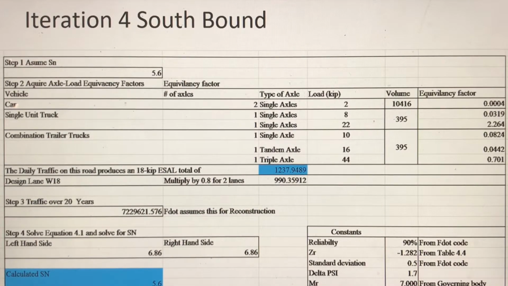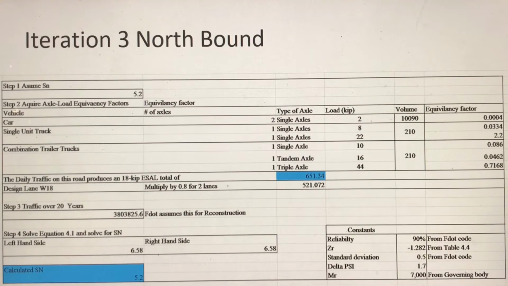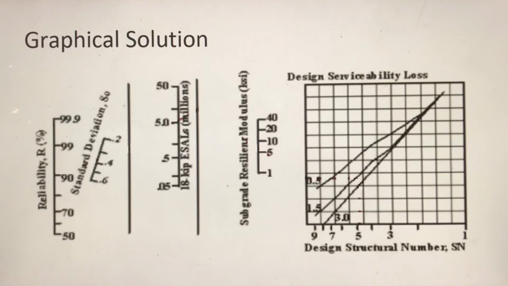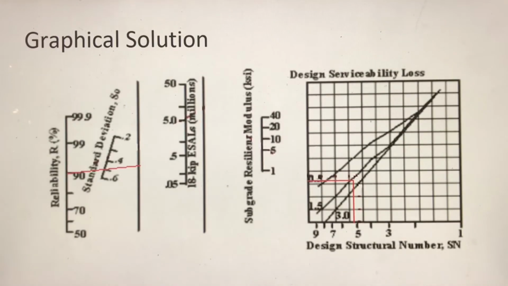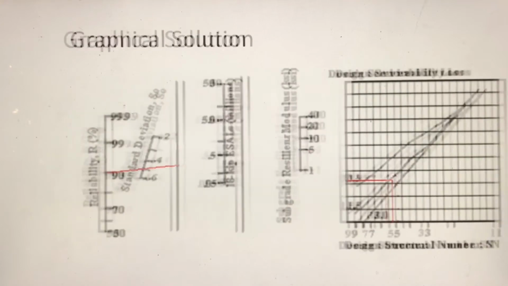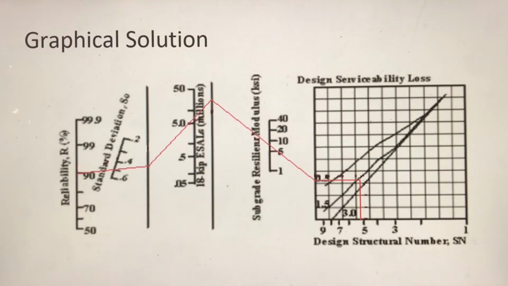The same procedure for the southbound was followed for the northbound, and here is the final iteration. We wanted to compare our solutions from the empirical method with the graphical method. The illustration will model the fourth southbound iteration. Having a structural number of 5.2, a TSI of 1.7, a reliability of 90, and a standard deviation of 0.5, the W18 was validated.